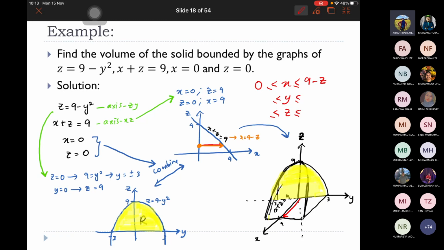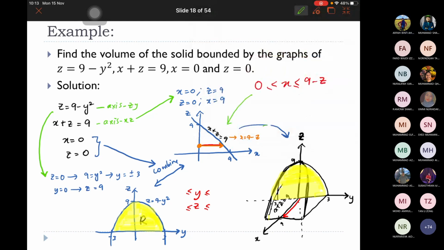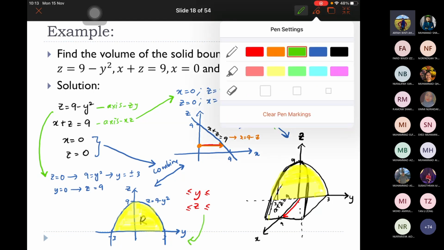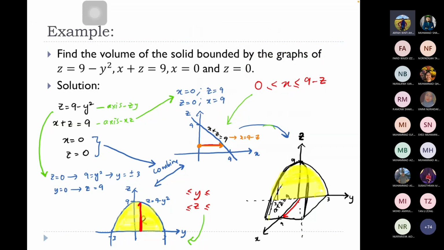Then, untuk Y dan Z adalah based on this figure. Okay. So, katakan saya nak ambil integration terhadap dx, dz first. So, saya gerakkan bawah ke atas first and then kiri ke kanan untuk y.